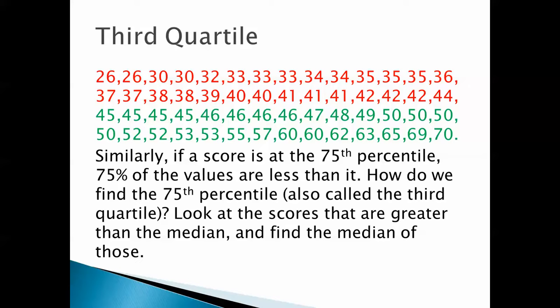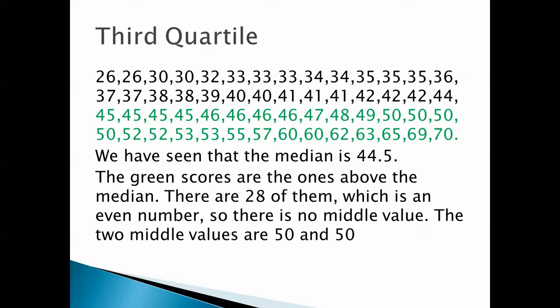Similarly, if a score is at the 75th percentile, 75% of the values are less than it. How do we find the 75th percentile, also called the third quartile? Look at the scores that are greater than the median and find the median of those. We've seen the median is 44.5. The green scores are the ones above the median. There are 28 of them, which is an even number, so there is no middle value.